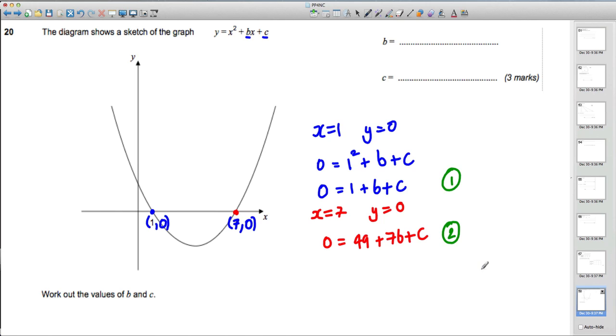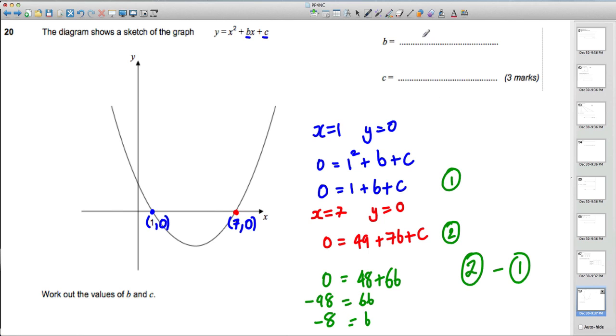We've got simultaneous equations. If I did equation 2 subtract equation 1, 0 take away 0 is 0, 49 take away 1 is 48, 7b take away 1b is 6b, and c take away c is nothing. That helps us eliminate the c. Rearranging this, subtract 48 from both sides, and divide by 6, b must be equal to negative 8, so b is negative 8, and sub it back in one of these equations to get what c would be.